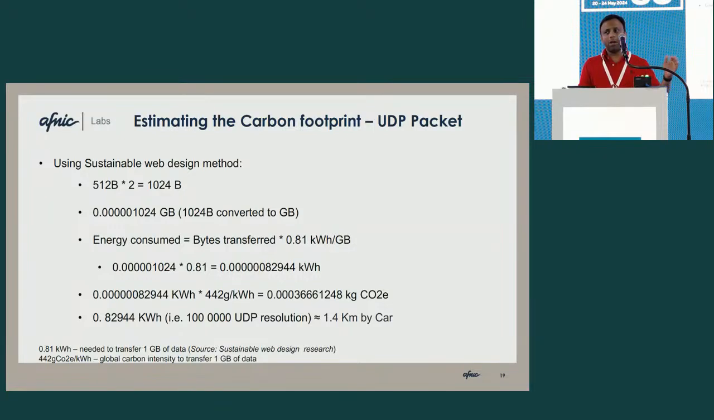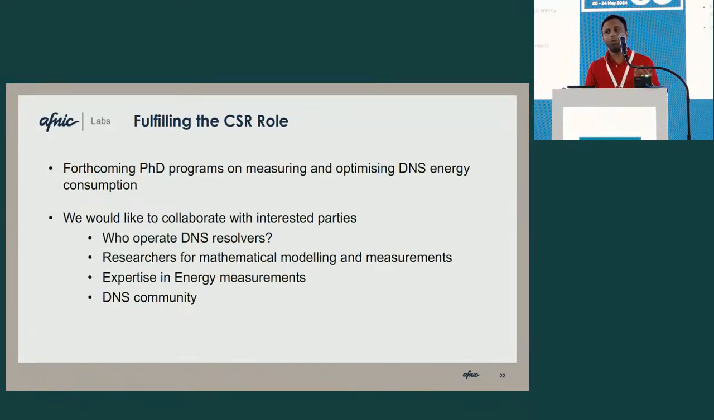So these are all assumptions that we had. This is a study that we have just started. We want to have, for example, the 0.81 value and the 442 value specifically for DNS traffic. So this is a program that will be going on for some time.